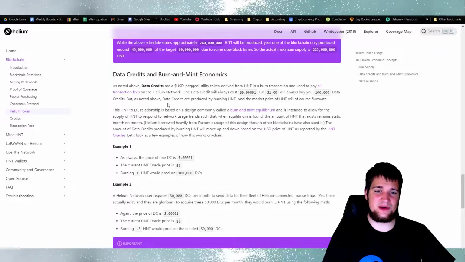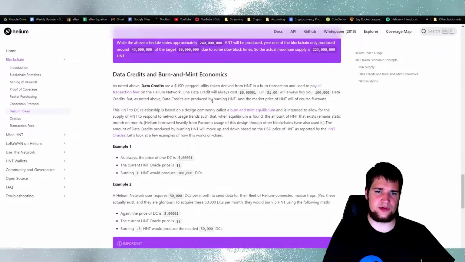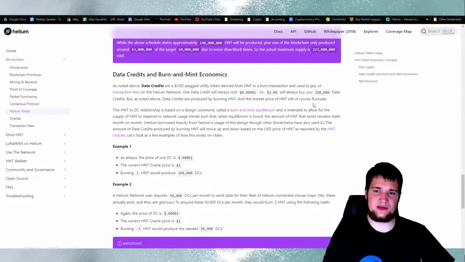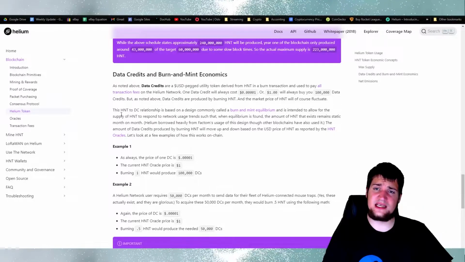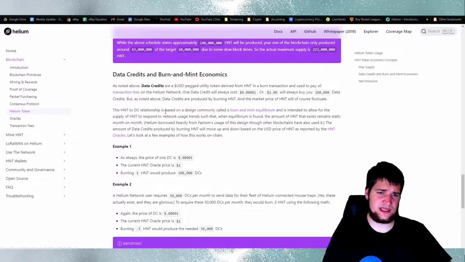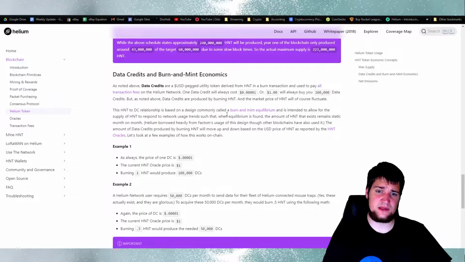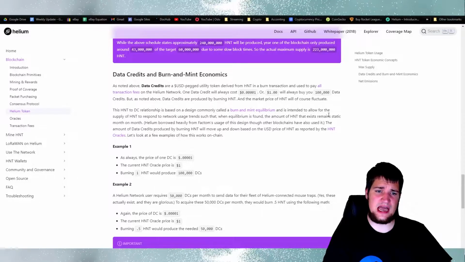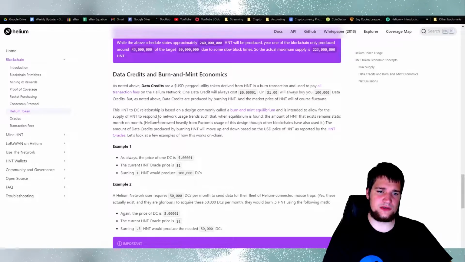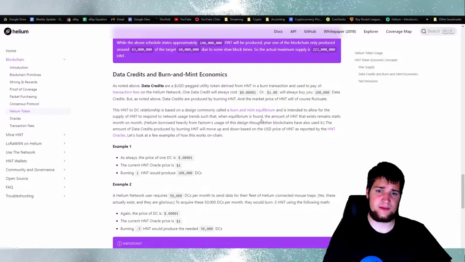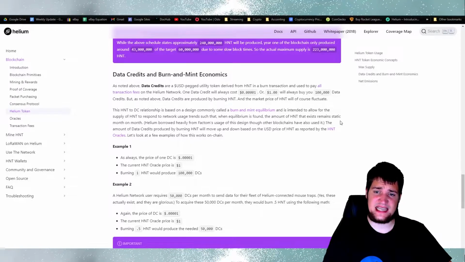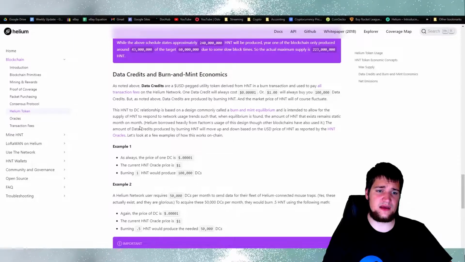But as stated above, data credits are produced by burning HNT, and the market price of HNT will, of course, fluctuate. This Helium token to data credit relationship is based on a design commonly called a burn and mint equilibrium, and is intended to allow for the supply of HNT to respond to the network usage trends, such that when equilibrium is found, the amount of HNT that exists remains static month on month.